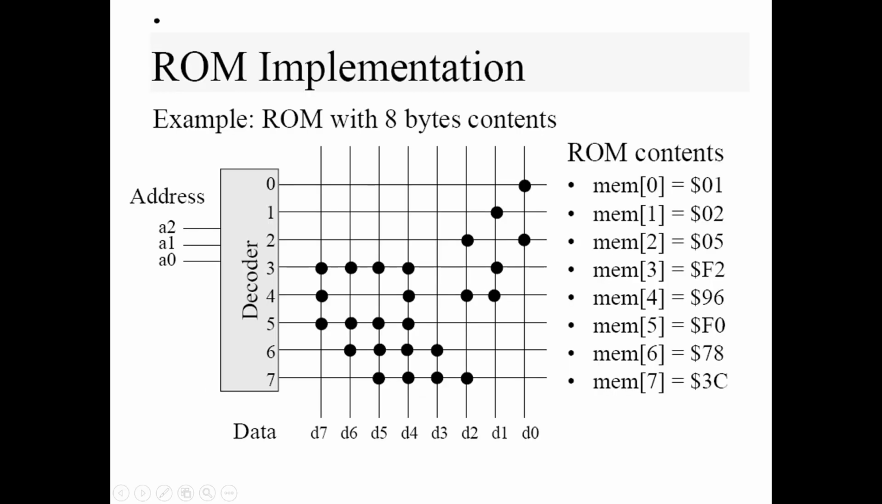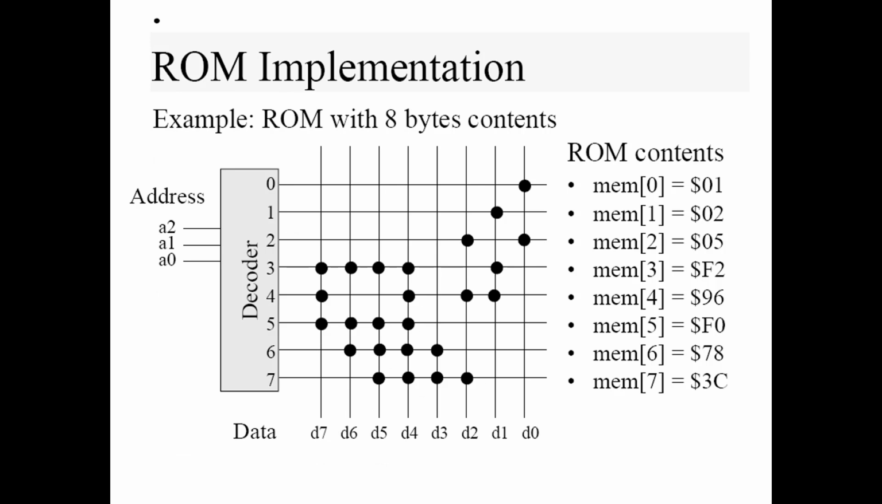Let's explore how addressing works in ROM with 8 bytes of storage. Addressing in ROM with 8 bytes. In a ROM with 8 bytes, each byte can be uniquely addressed. Since 8 bytes require 3 address lines because 2 raised to 3 is equal to 8, we can use these address lines to access each byte individually. So this is how address lines and addressing work.